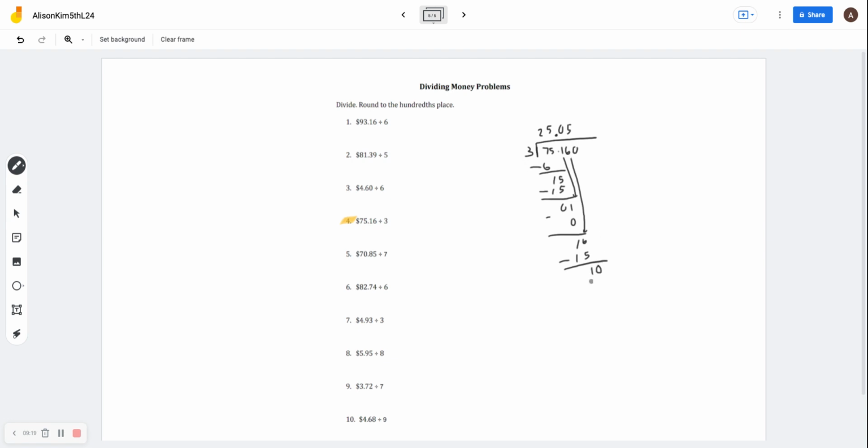3 can go into 10 3 times. 10 minus 9 is 1. And then it's going to be constant, because we're going to put 0, 0, 0, and it'll keep being 10, 10, 10. So we get 25.053 repeating, right? But it wants us to round to the hundredths place, and the hundredths place is the second decimal place.